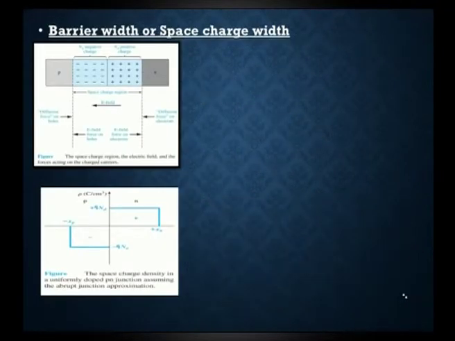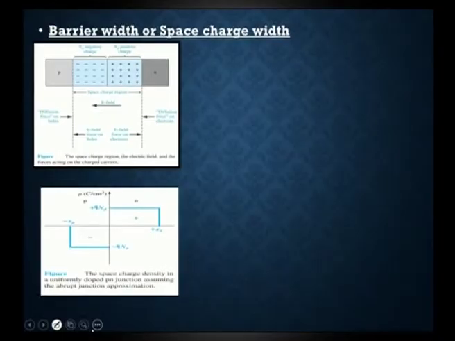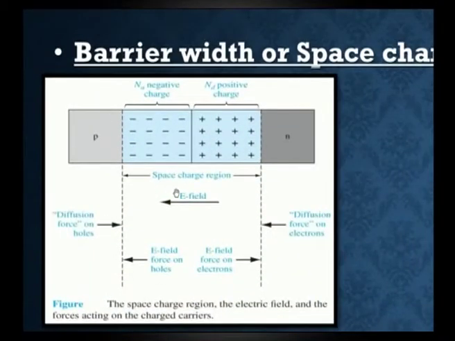So, VBI is equal to Vt ln of Na into Nd divided by Ni square is the built-in potential. Next we move on to the barrier width or space charge width derivation. Here we need to brush up on a few things we already considered: the barrier width is the distance of the depletion region. With the help of the picture we can observe the space charge region, where we find the Na and Nd concentrations.